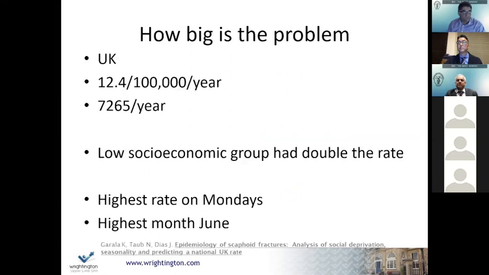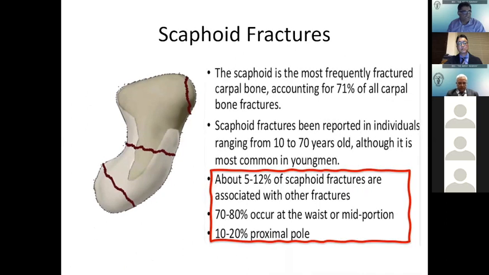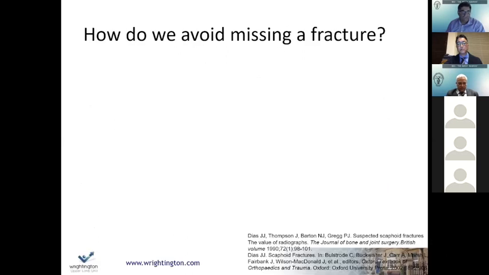So how big is the problem? About 8,000 fractures a year. These numbers are a little bit dated, and there's a definite seasonal variation, particularly in countries like Great Britain. The scaphoid bone itself is most frequently fractured within the wrist. We know that for a fact. The waist fractures are the most common, and it is the proximal fractures which create the most problems. So it's quite important that we don't miss these fractures in the first instance.